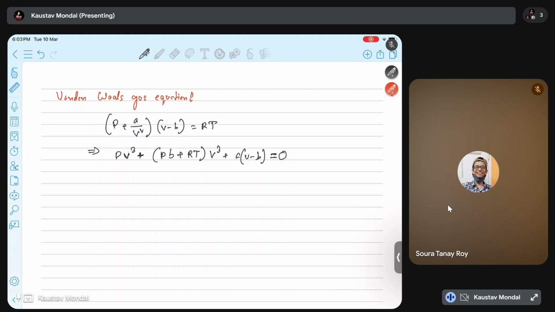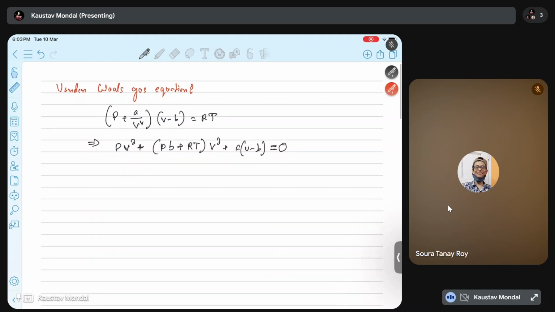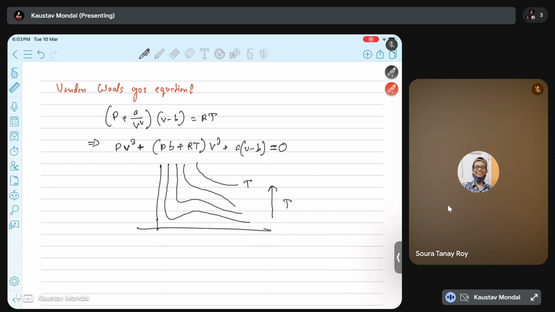Now if you plot this equation in terms of P and V for different temperatures, the curves basically take a shape like this. For higher temperature, it basically attains the behavior of an ideal gas.